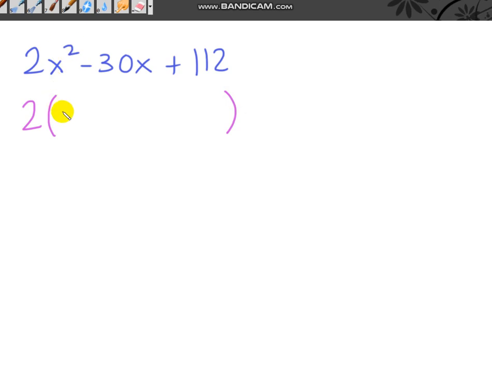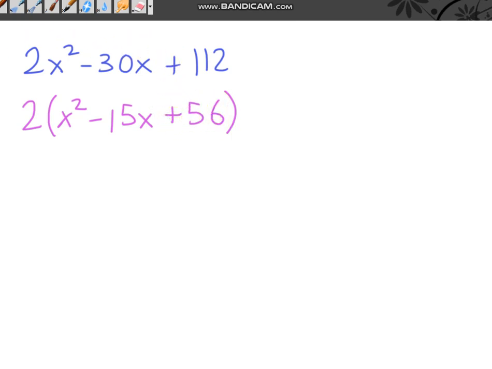Okay, I'm going to show you another example. Let's say we want to factor 2x squared minus 30x plus 112. What we're going to do is look for a common factor that they might have. It just so happens for this example, you can pull out a common 2. So if I pull out a 2, what I have in the parentheses is x squared. Take negative 30 divided by 2, that's going to be negative 15. Then you have 112 divided by 2, and that's going to be a positive 56.